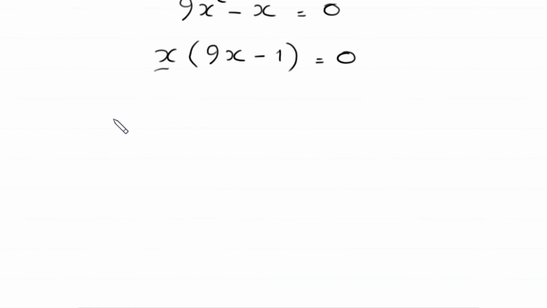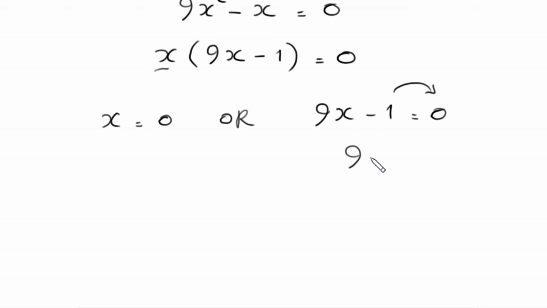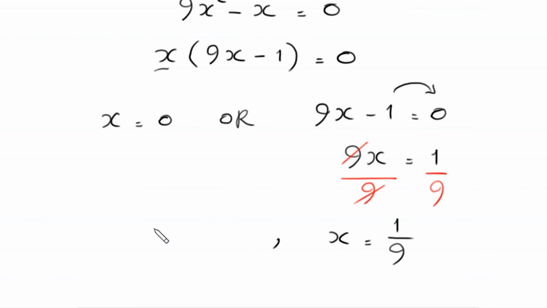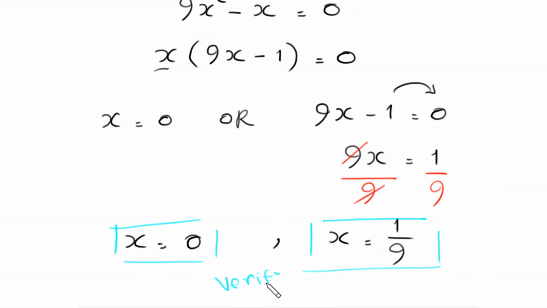From here either x is equal to 0, or 9 times x minus 1 is equal to 0. We move the negative 1 to the right hand side, so 9 times x is equal to 1, and if we divide both sides by 9, we get x is equal to 1 over 9, and from the first factor x is equal to 0. So we have two values of x. Now let's verify whether these values of x are solutions or not.